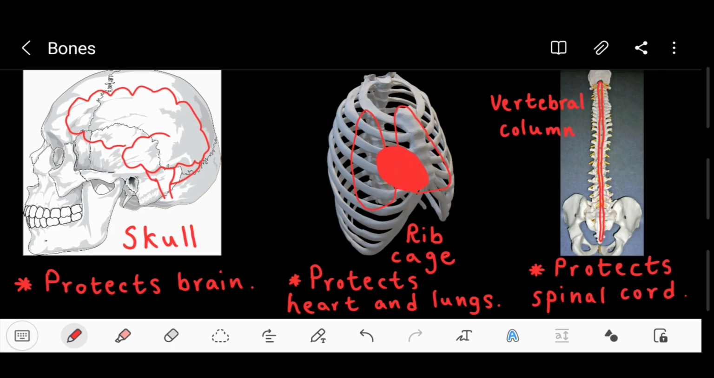An extra function that bones are involved in is the production of blood cells. The brain, heart, lungs, and spinal cord are actually extremely important organs for your survival. If they get damaged, that would be a big problem.